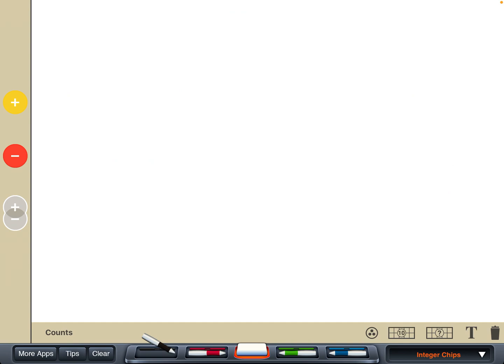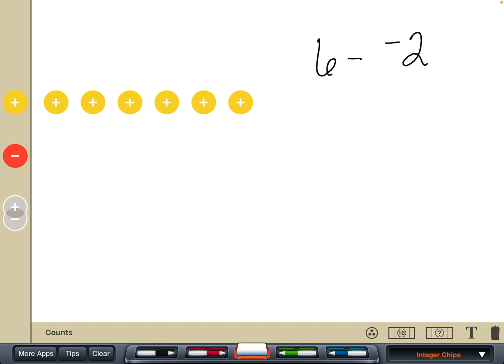So let's say that we have 6. 1, 2, 3, 4, 5, 6. So we have 6 positives. And we want to take away 2 negatives. Now, some kids want to say, oh, just take these away like that. But there's a problem with that. Do you see what the problem is? Does that match a negative 2? Is that 2 negatives? Nope, it's not 2 negatives. So we can't just do that.